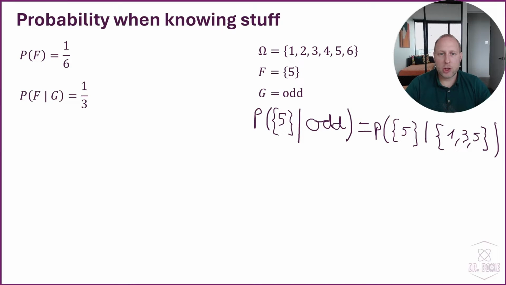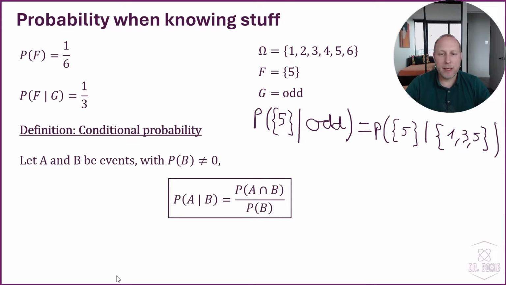The formal definition of such a notion of a conditional probability is the following one. If we take two events A and B, we define the probability of A given B, or the probability of A conditioned on B, as the probability of A and B divided by the probability of B.